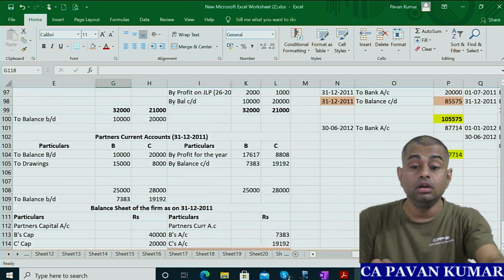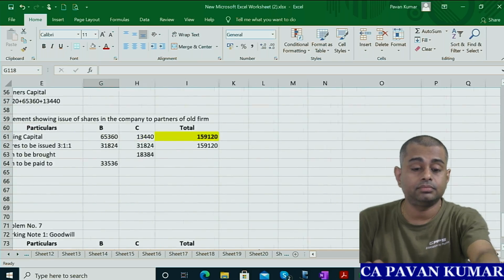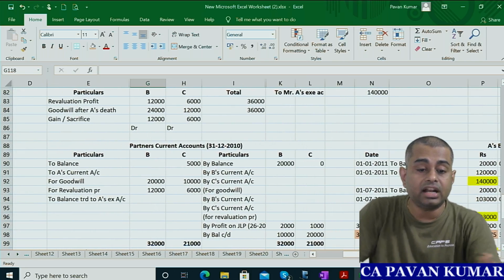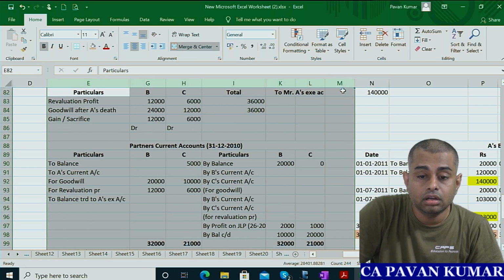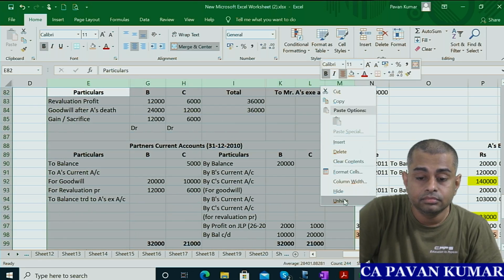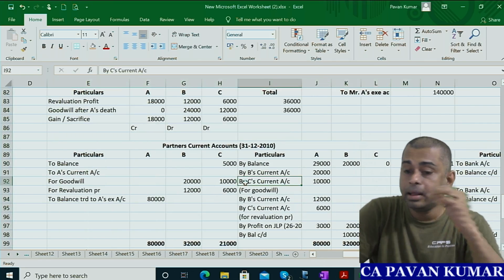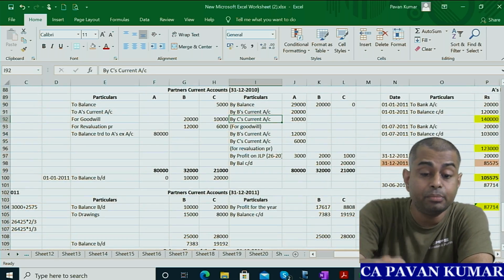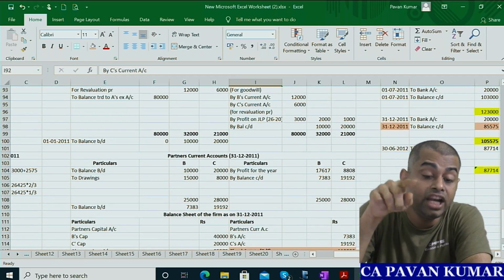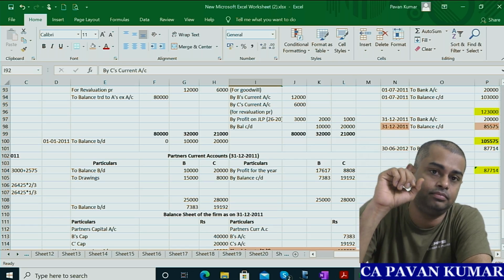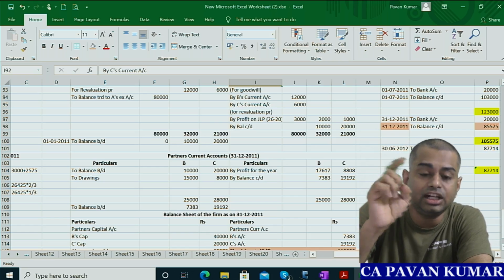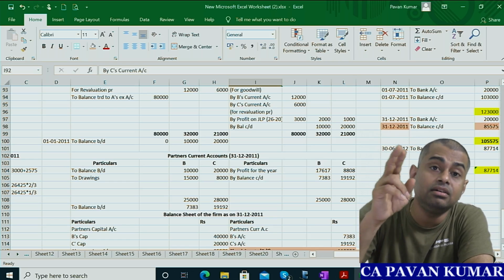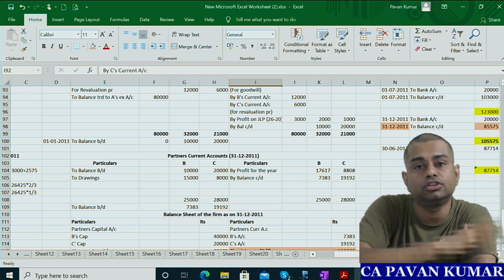Okay. Now go back to the current accounts. These partners' current accounts are there for the first year, 31/12/2010. Then we prepared for 31/12/2011. Now we need to prepare this on the date of sale. Whatever the current account is, that should be transferred to capital account. The capital accounts will also have the realization profit and loss.